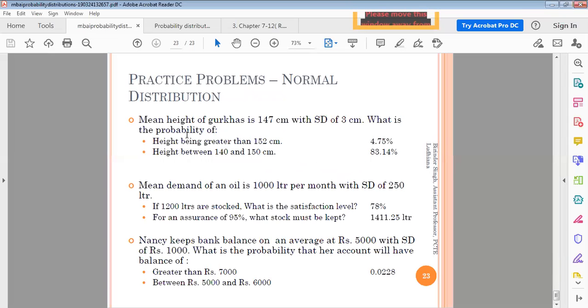Actually, for practical problems, we can draw a figure like the above example. The height was 147 centimeters with a standard deviation; what is the probability of this? And the mean demand of an oil is 1000 liters per month with a standard deviation. If 1200 liters are stocked, then this will be 78%. If 95%, then what was the stock? This is a practical problem for normal distribution. We'll study this practical problem later.